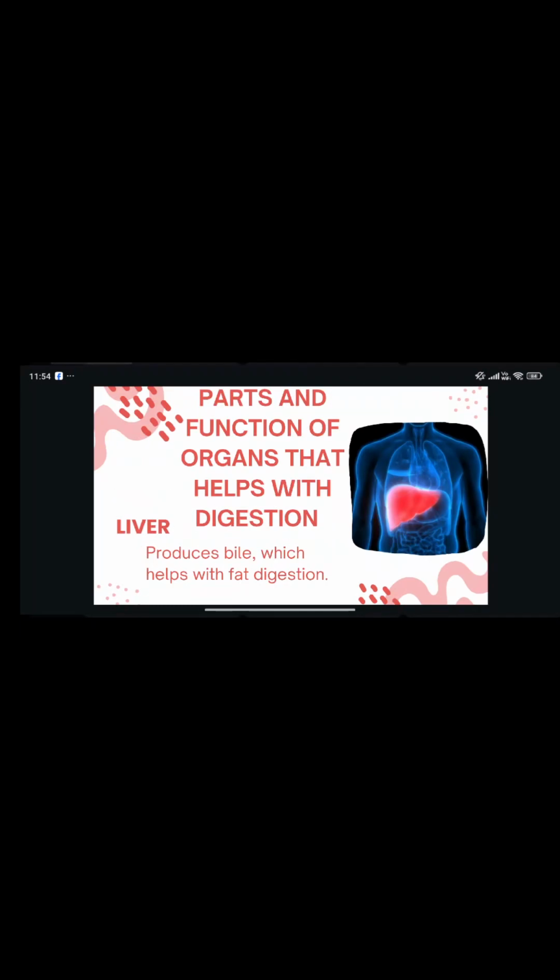The next part is the liver. The liver produces bile, which helps with fat digestion. The liver processes nutrients from food, makes bile to help digest fats, stores vitamins and minerals, and removes toxins from the blood.